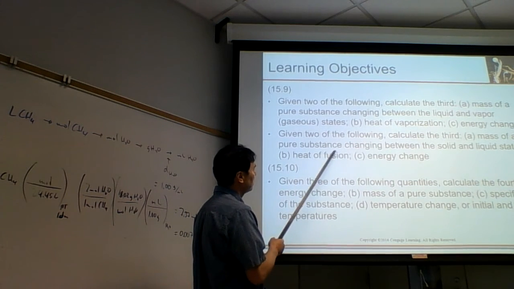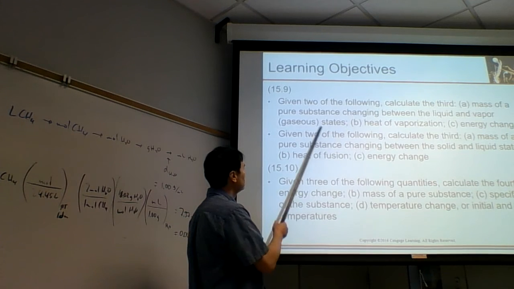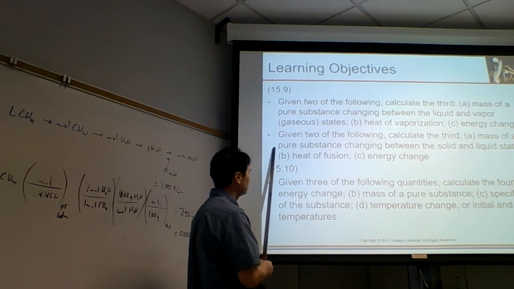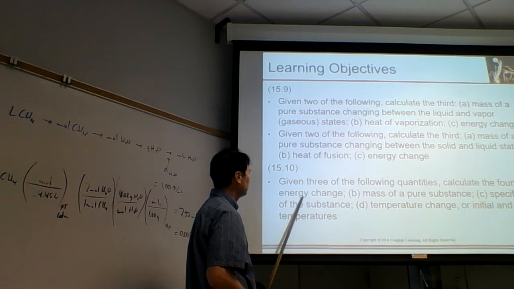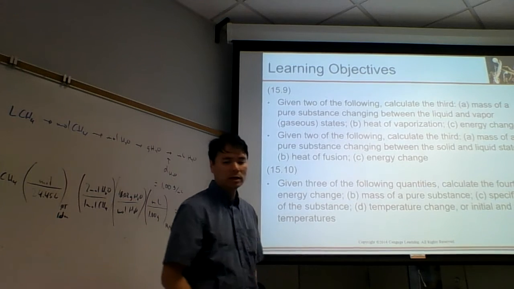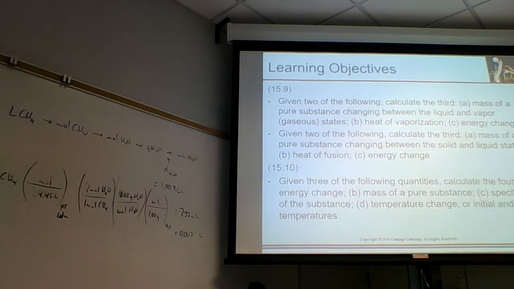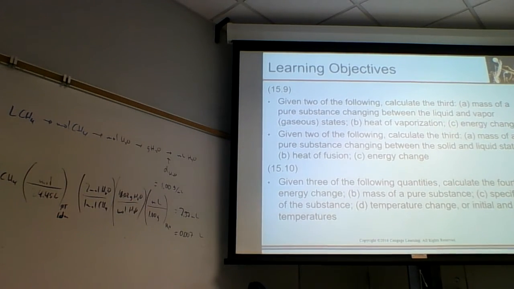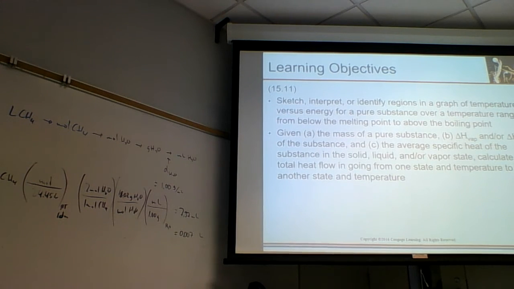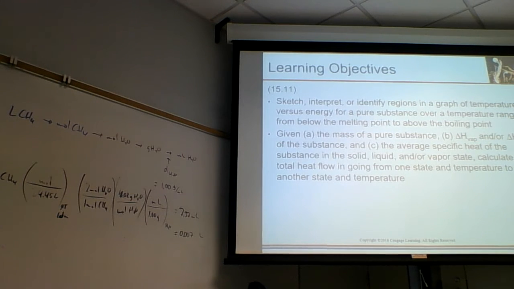Given two of the following, calculate the third. This is all just dimensional analysis using energy changes. Given three of the following, calculate the fourth. This is 15.10 and more energy changes. Sketch, interpret, or identify regions in a graph of temperature versus energy. This is kind of mapping out how the energy changes.